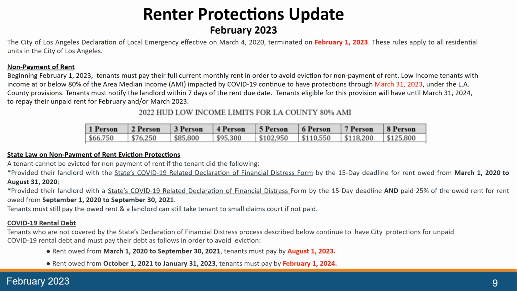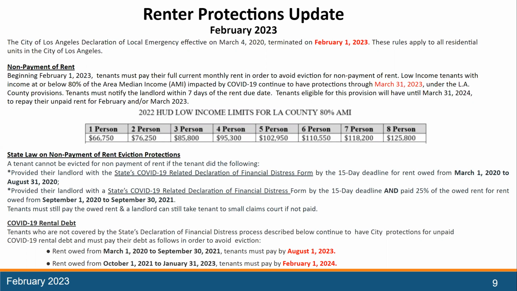That means that if a tenant provides to the landlord a notice within 7 days of the rent due date that they are both low income and impacted by COVID-19 for the months of February and March of this year, 2023, then the landlord cannot evict the tenant for those months due to non-payment of rent.